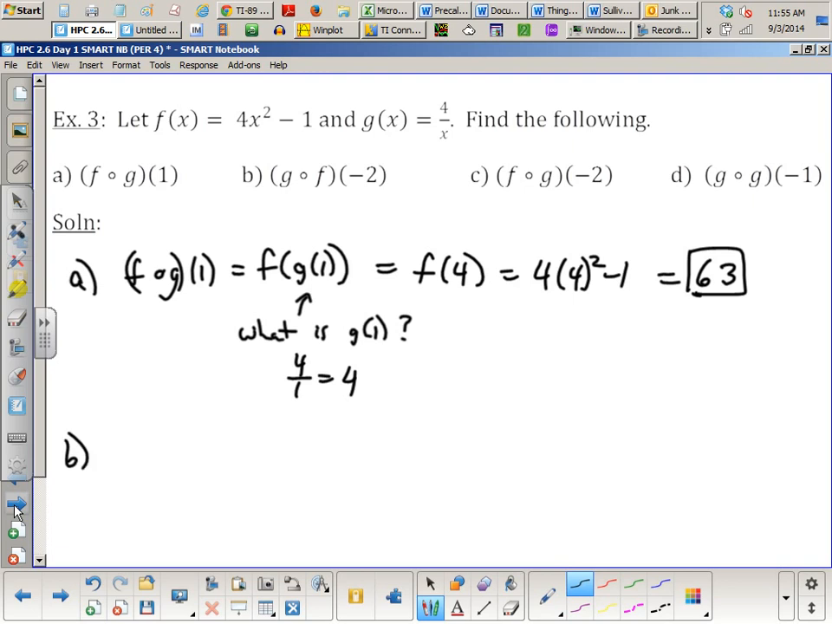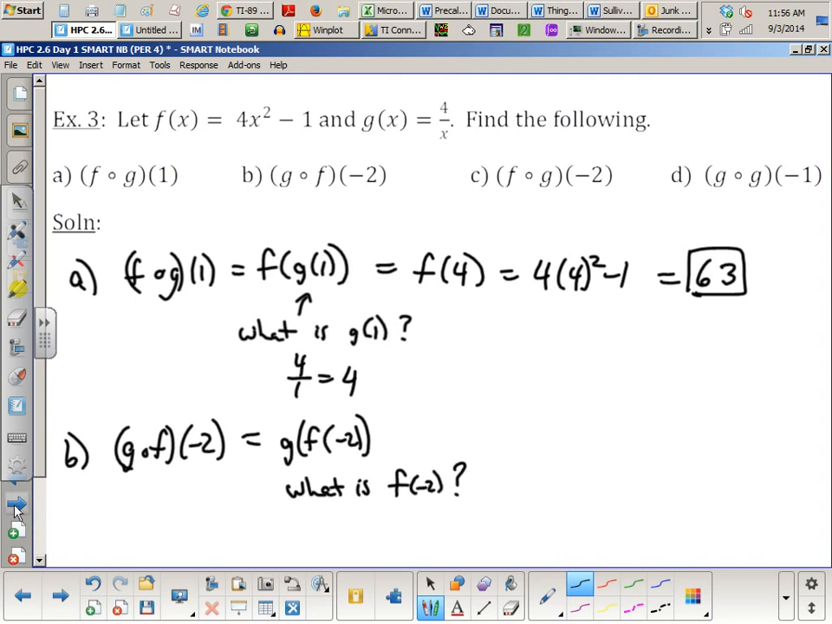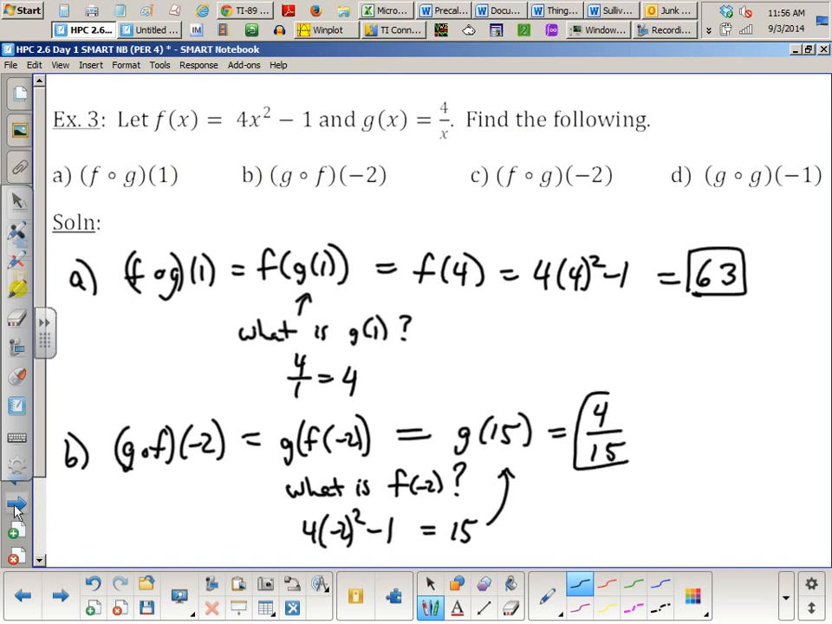Let's find GOF of negative 2. So again, that's not g times f, that means g of f of negative 2. So the question you might want to ask first is, what is f of negative 2? And I'm getting 15 because I'm supposed to go 4 times x squared minus 1. So that gives me 15. Okay, so this is really just asking for g of 15, that's all. That's not too threatening. So that gets used as your input for g. So it's 4 over 15 is the answer.